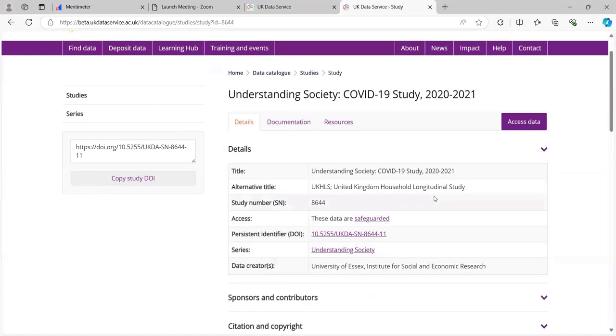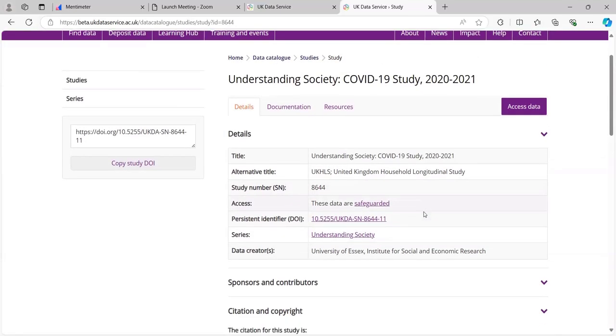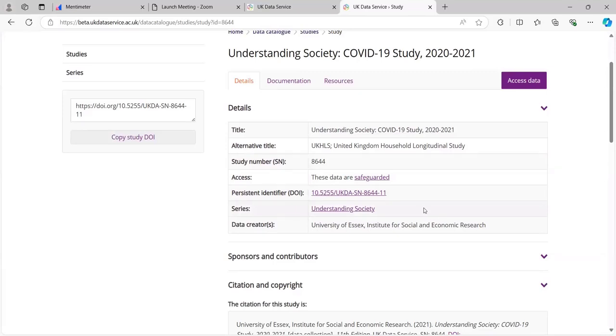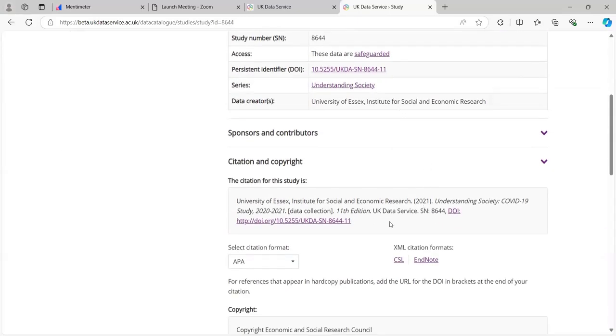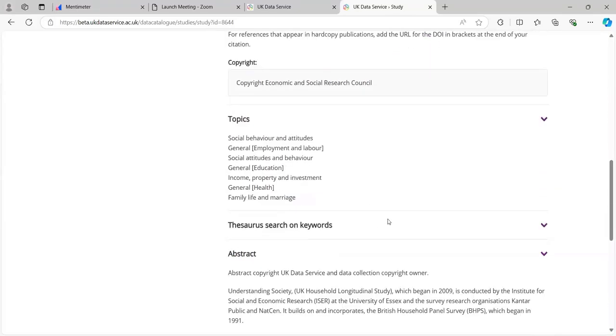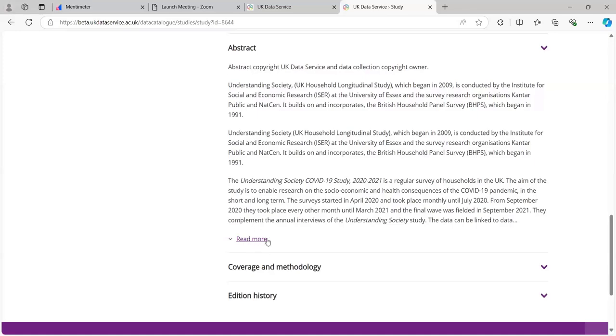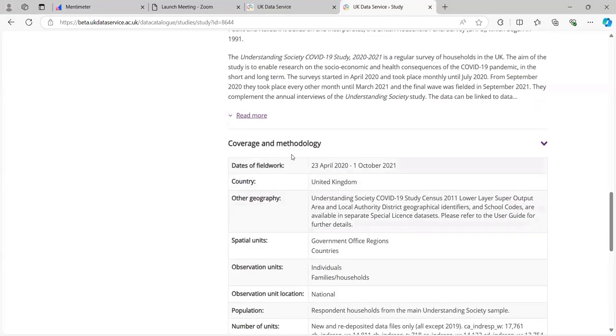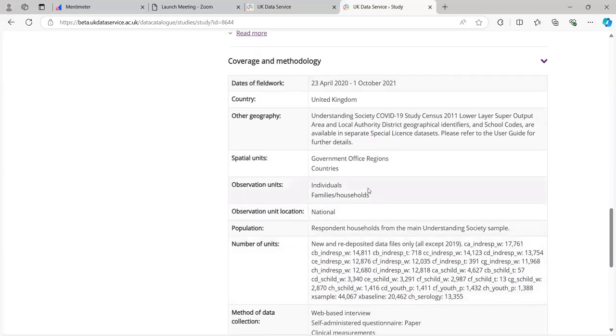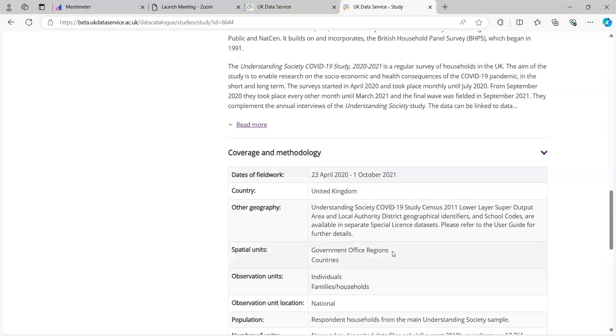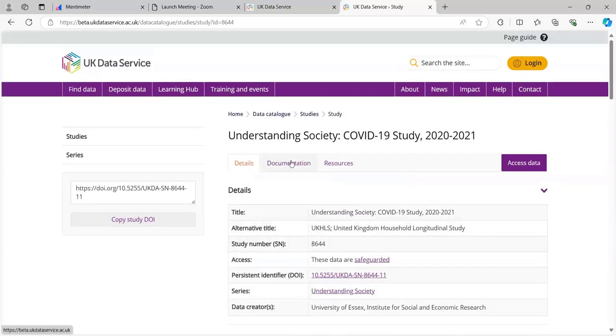And if we look at that, we get on the front page information about it. It's linked to the alternative title, the United Kingdom Household Longitudinal Study, and it's linked to a previous study, the BHPS, that ran before 2012 when this started. As you go down, you can see information, how to cite it, the topics covered, and an abstract, and quite a detailed abstract. And then it tells you when the fieldwork was conducted, the spatial units, the observation units, etc. So lots of information in there to help you understand it.